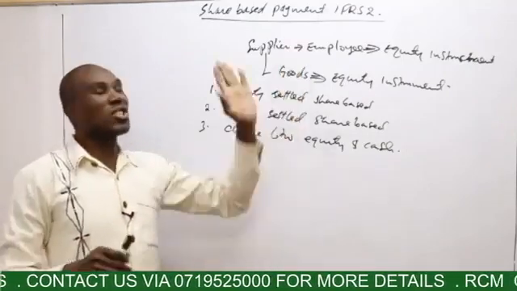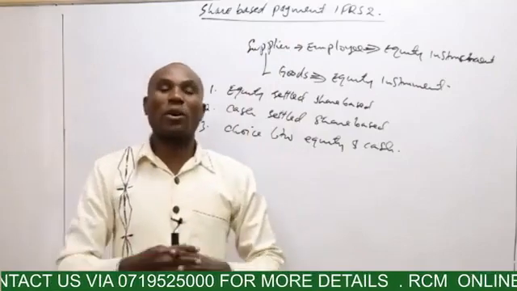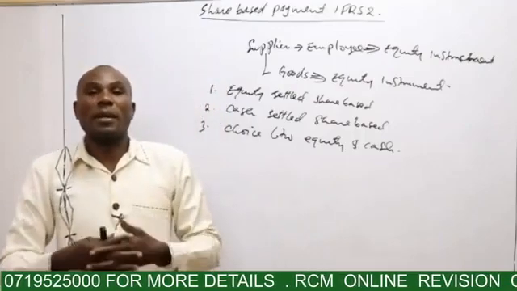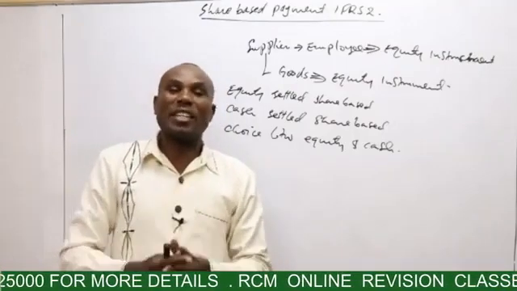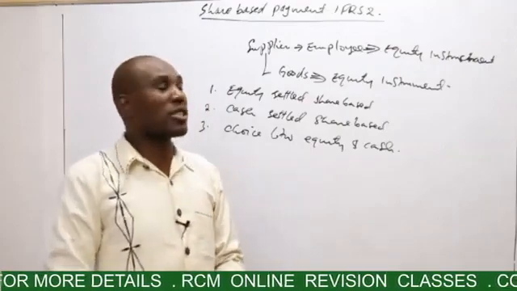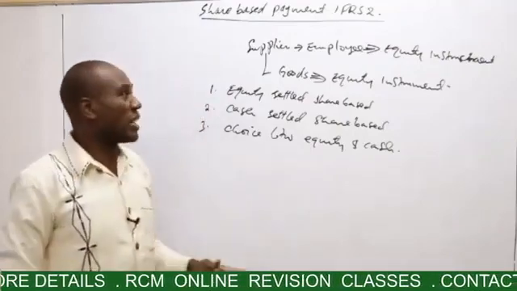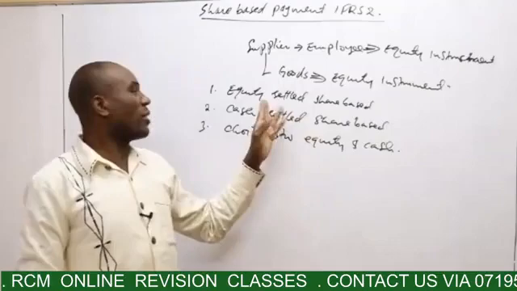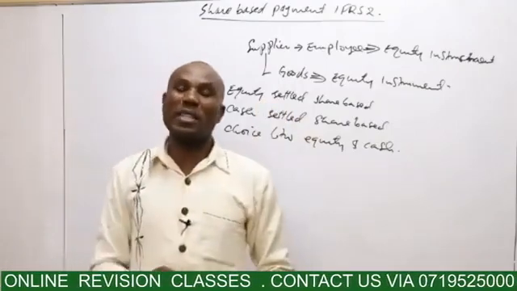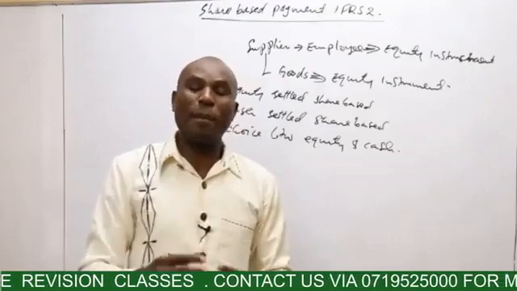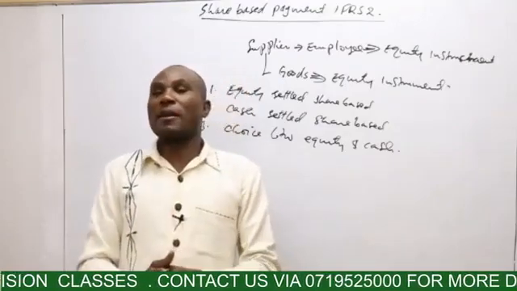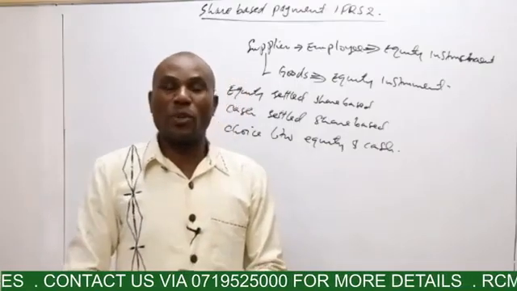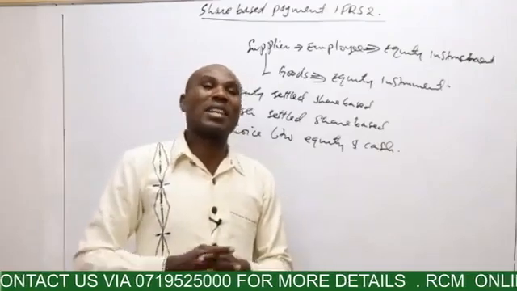Now I say that under share-based transaction, the company acquires goods or services, but in return, it compensates by issue of equity instrument, including ordinary shares. I have said that we have three types. Number one is equity settled. When we talk of equity settled, the company will receive goods or services, but in return, it will purely issue its equity instruments as consideration.